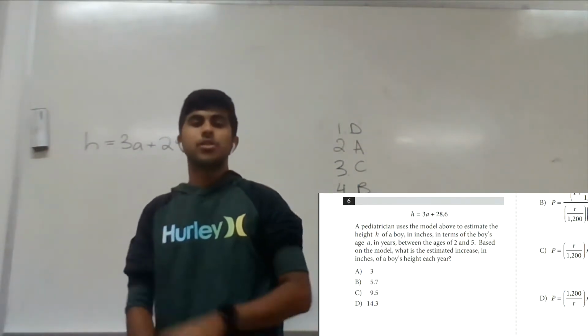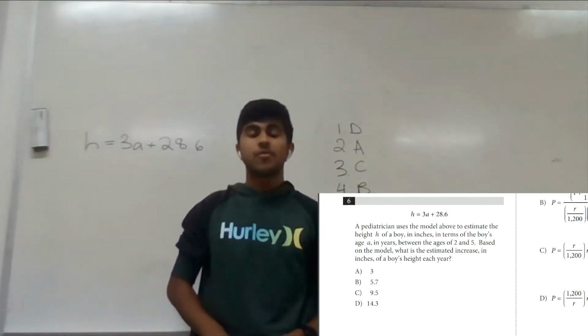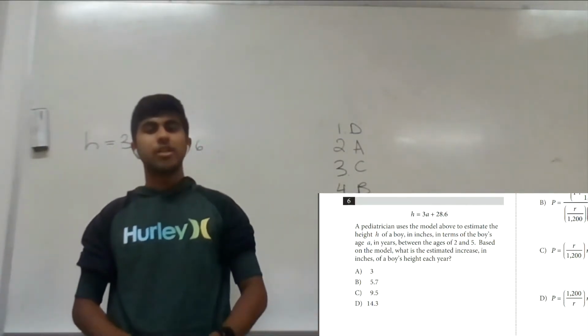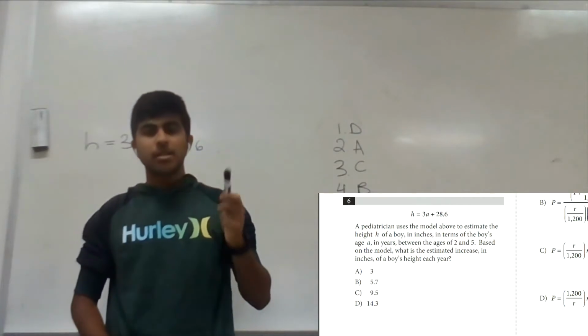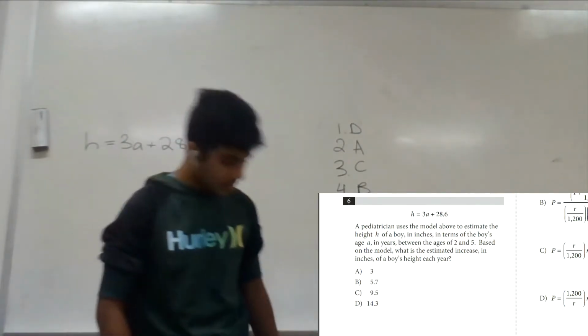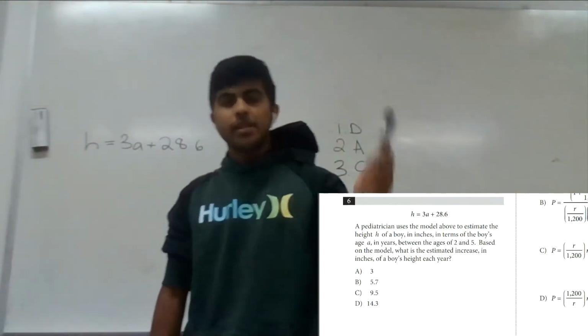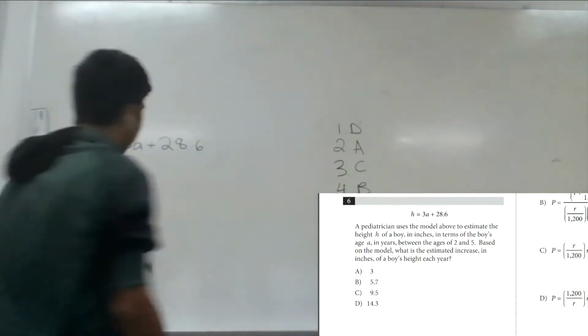A pediatrician uses the model above to estimate the height h of a boy in inches in terms of the boy's age a in years between the ages of 2 and 5. Based on the model, what is the estimated increase in inches of a boy's height each year? Alright, so every year, what are you going to do?